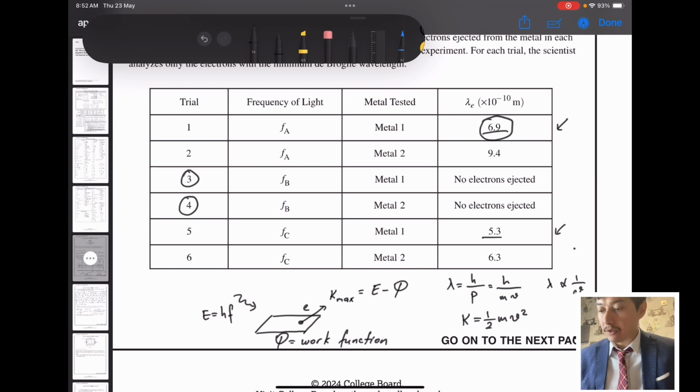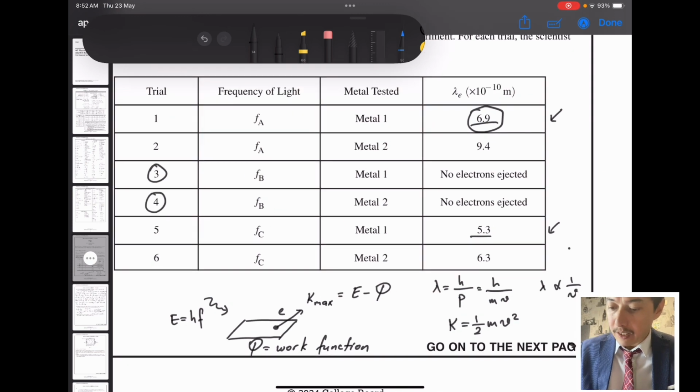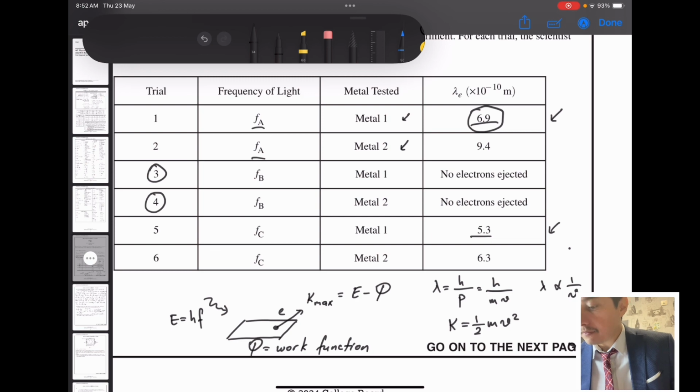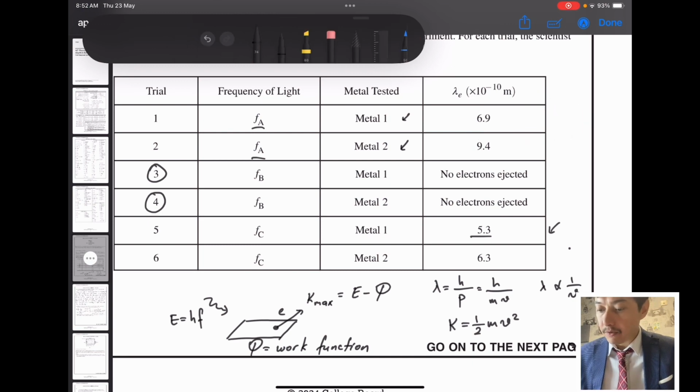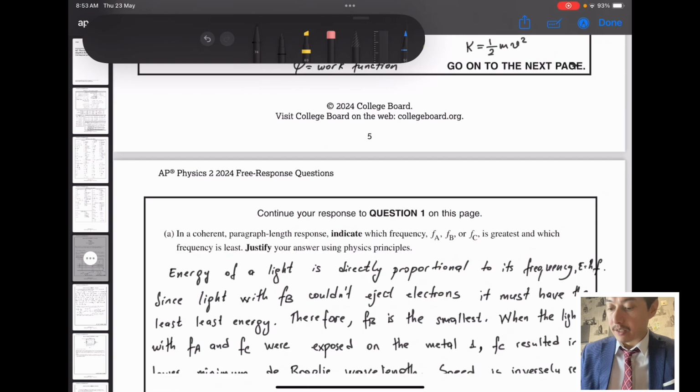Trials 3 and 4 are not useful here because no electrons were ejected. So we have to choose either 1 and 2 or 5 and 6. Let's choose 1 and 2 because we have the same frequency, Fa, but different metals and different de Broglie wavelengths. If you look, on metal 1, when only Fa was exposed, we have a smaller de Broglie wavelength. If you remember, earlier we talked about how a smaller de Broglie wavelength means higher speed, which means higher kinetic energy.